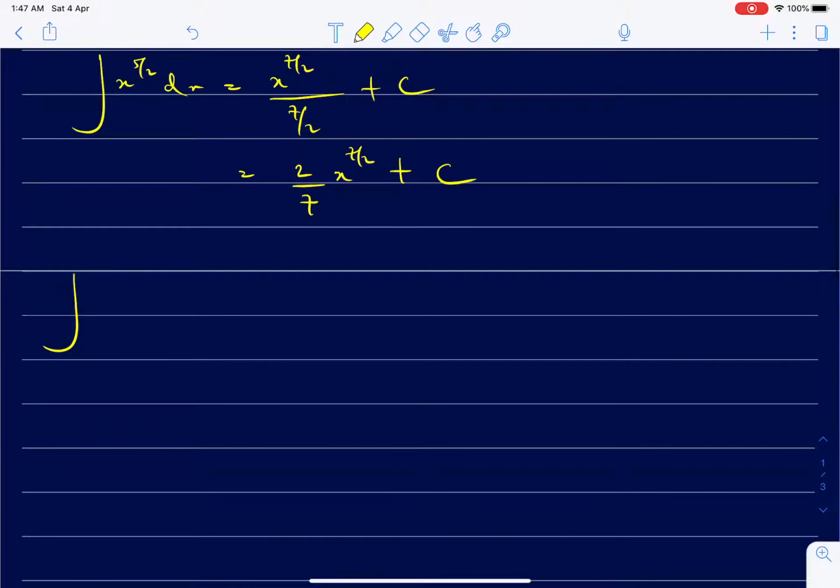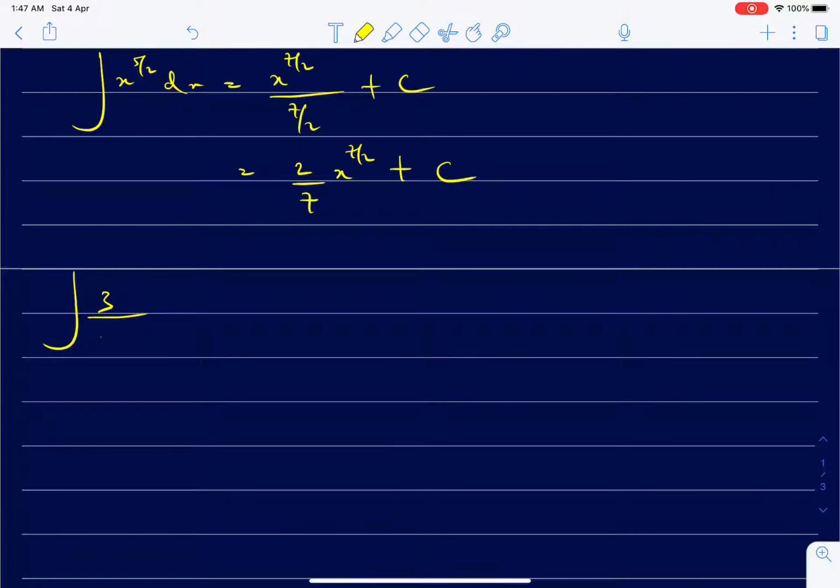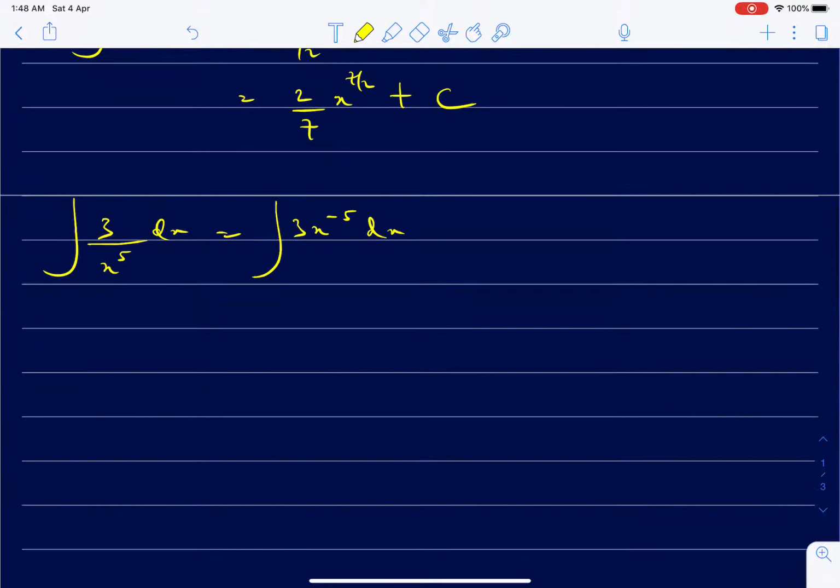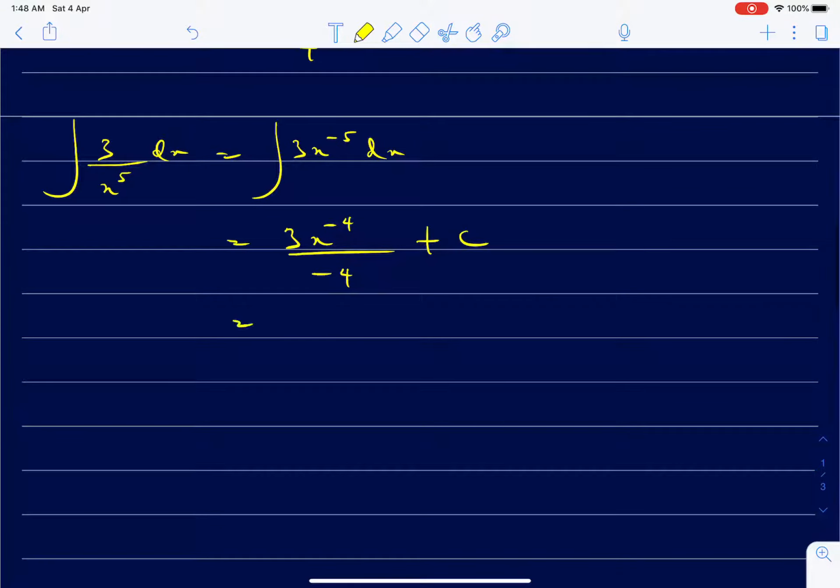Evaluate the integral of 3 divided by x raised to the power 5 with respect to x. This is the same as the integral of 3x raised to the power minus 5 with respect to x. And that simply means 3x raised to the power minus 4 divided by minus 4 plus c, which is the same as minus 3 over 4 x raised to the power minus 4 plus c.